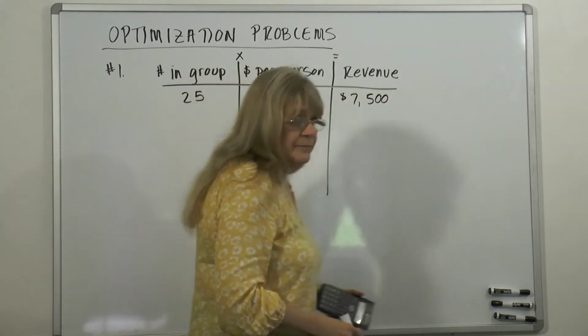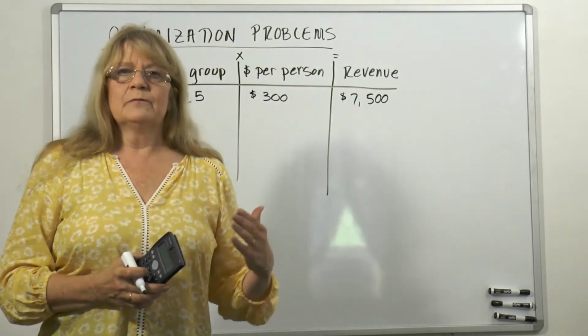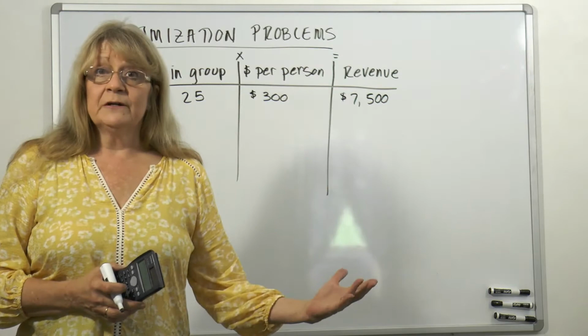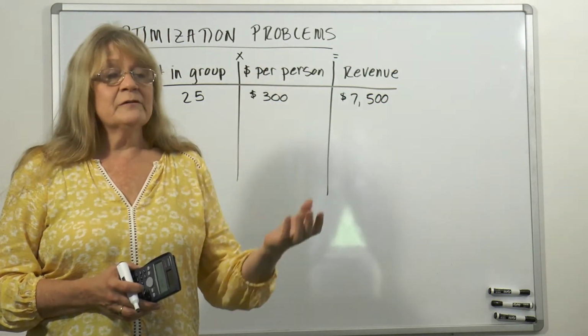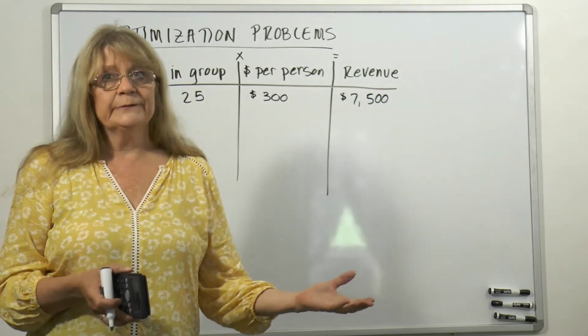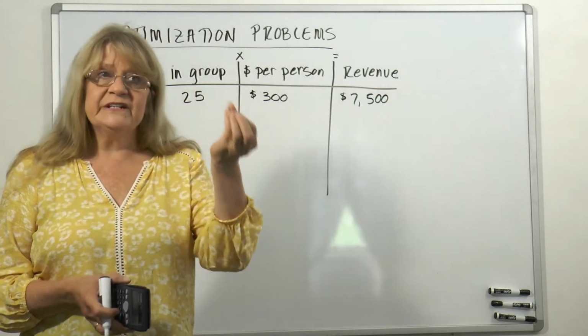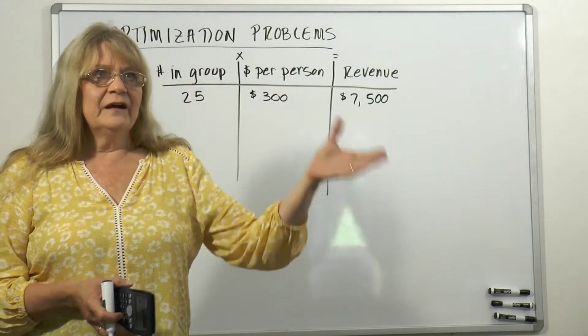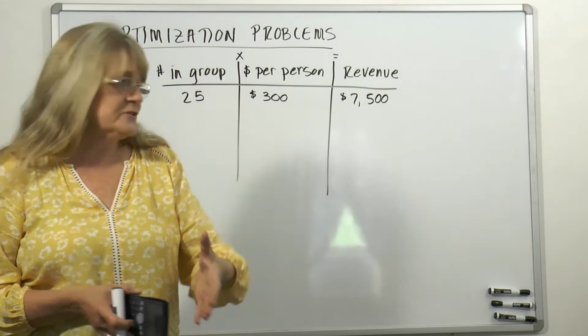But now, here's the thing. If you lower the price and you get more people, sometimes that's better, right? You end up with a higher revenue. But at some point, if you lower the price too much, even though you have more people, you're not doing so well. So we want to find where that point is that this is more profitable by lowering the price, and then all of a sudden, not so much.